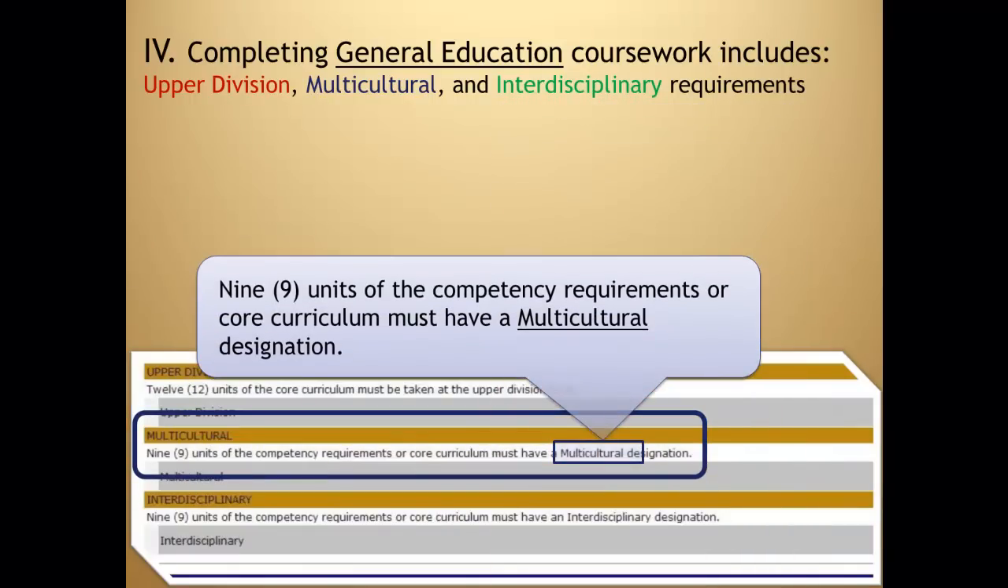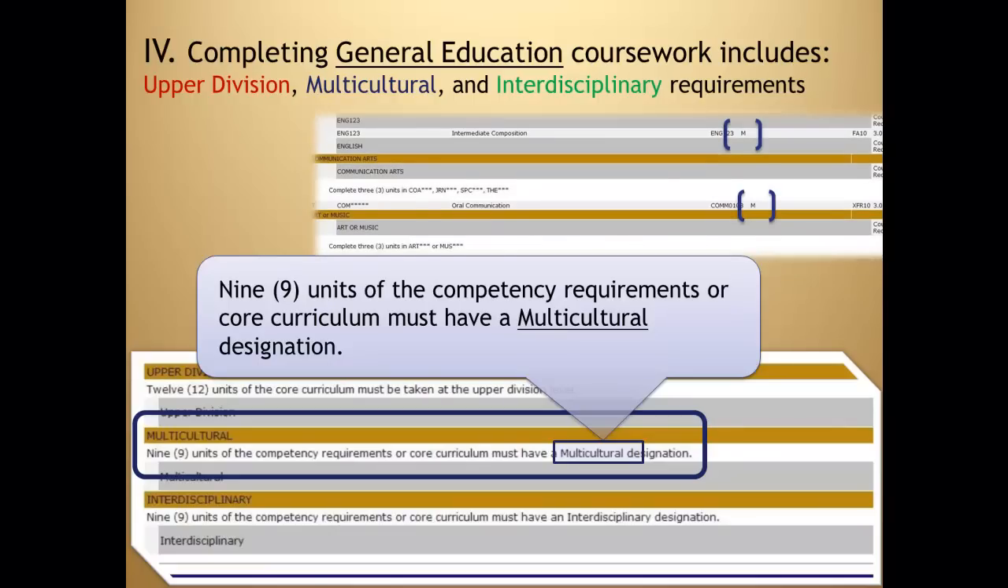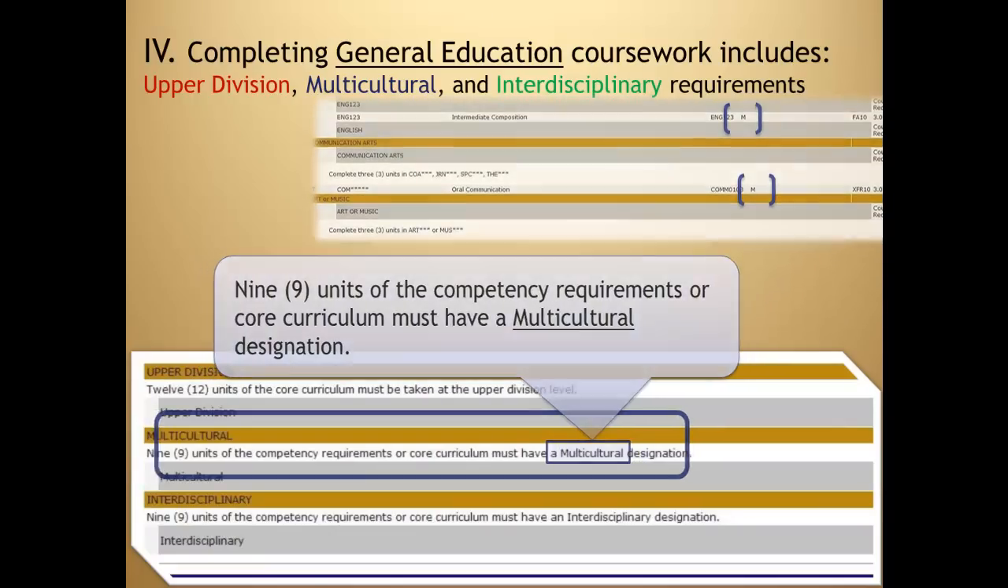The multicultural requirement needs 9 units from the competency or the core curriculum to have a multicultural designation. The good news is that most students automatically complete this requirement by the end of their first semester of classes. Courses with a multicultural designation are notated with an M, as in this snapshot from the degree guide.